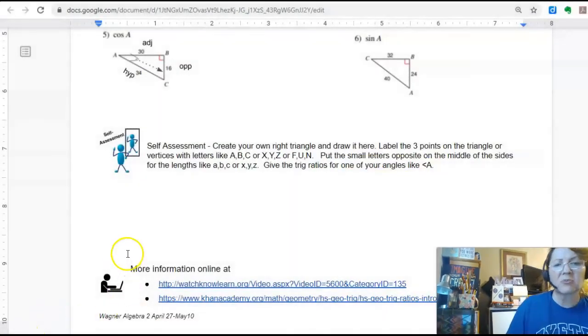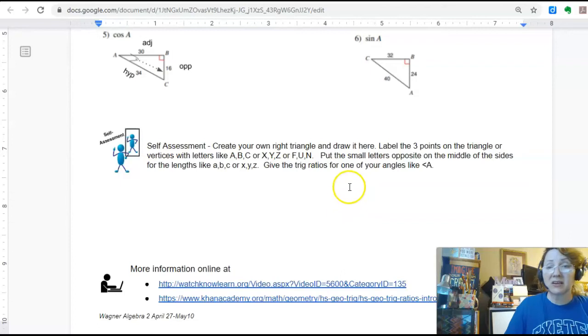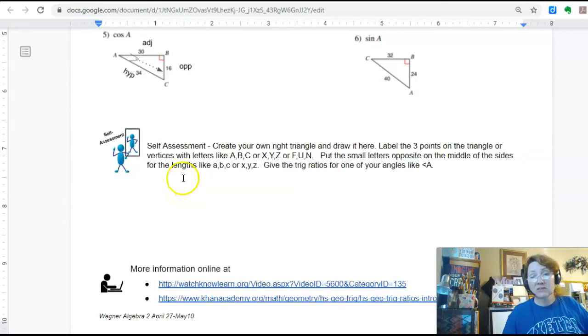So let's just take a look at what else it says that it wants from you. Let me just change the point of view again. So I actually tell you what it is. So put small letters and then give the trig ratios. So what are trig ratios? So the trig ratios would be the sine, the cosine, and the tangent.